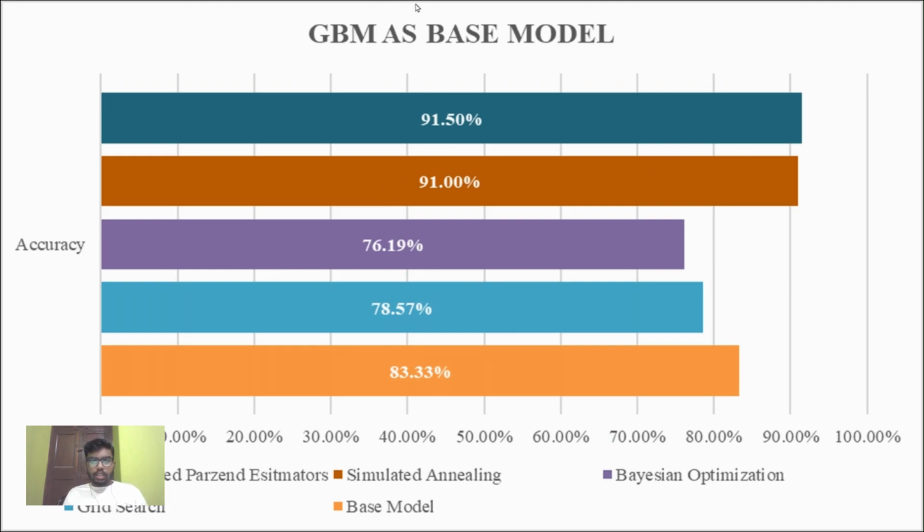GBM, gradient boosting method, as the base model. This is the graphical representation of a comparison of base model and hyperparameter tuning techniques accuracy. In the base model, that is GBM, I got 83.3% accuracy. After that, I applied four different hyperparameter tuning techniques on GBM: tree structured Parzen estimator, simulated annealing, Bayesian optimization, and grid search. In grid search, I achieved 91.5% accuracy.